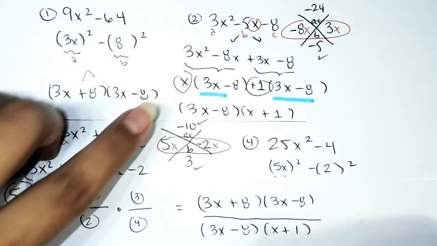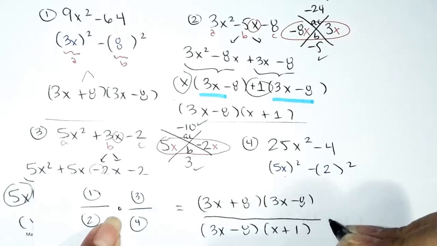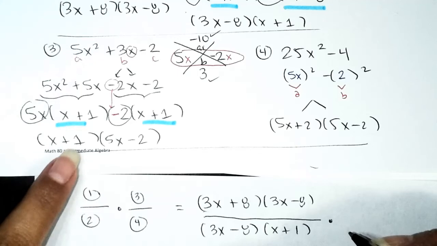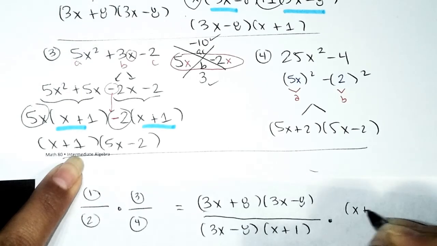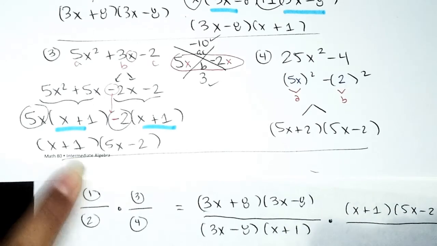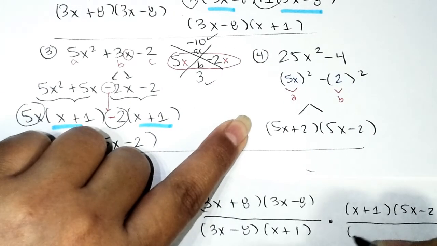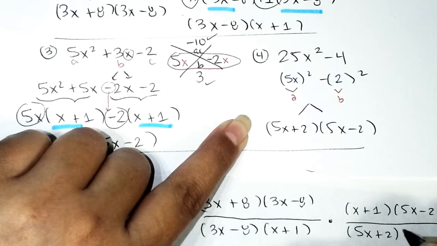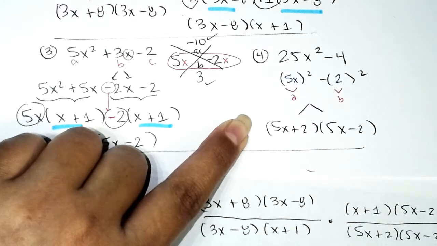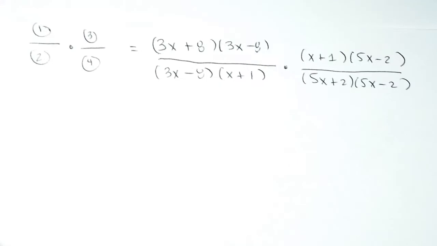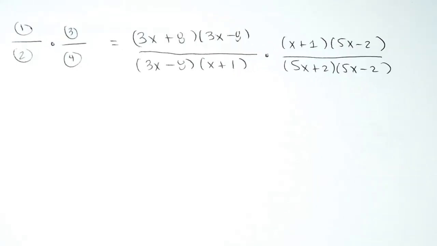Cool. What's the rest of our problem? We have a raised dot, so we're going to multiply it by 3 over 4. Where is 3? 3 is given by x plus 1 times 5x minus 2 all over what? 4. And 4 is given by 5x plus 2 times 5x minus 2. Now, do you have to organize your work like this? No. You do it however you want, but I'm just giving you a way to have lots of space to show your work, if any.